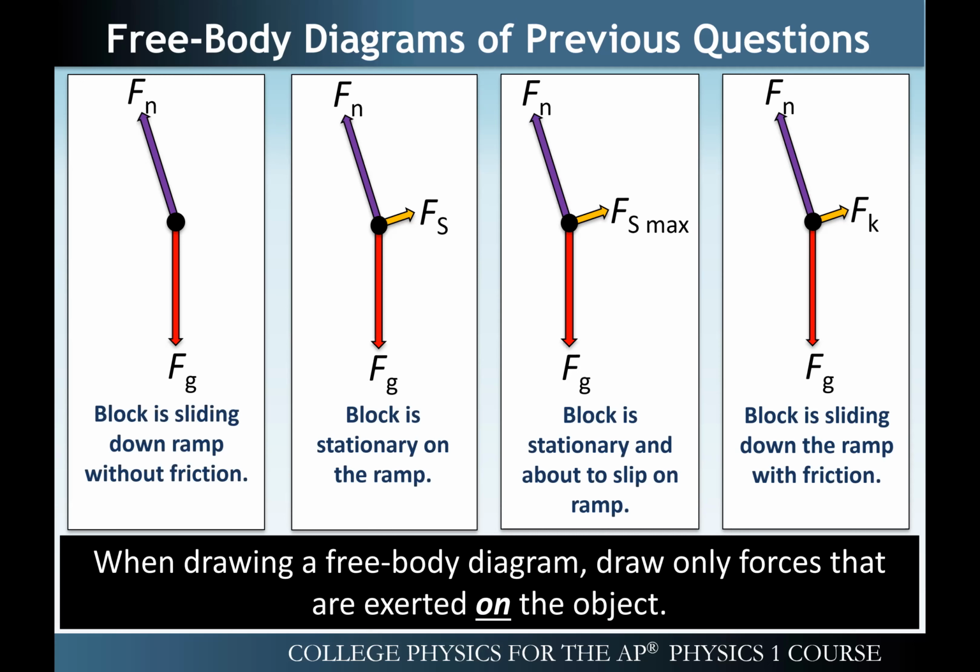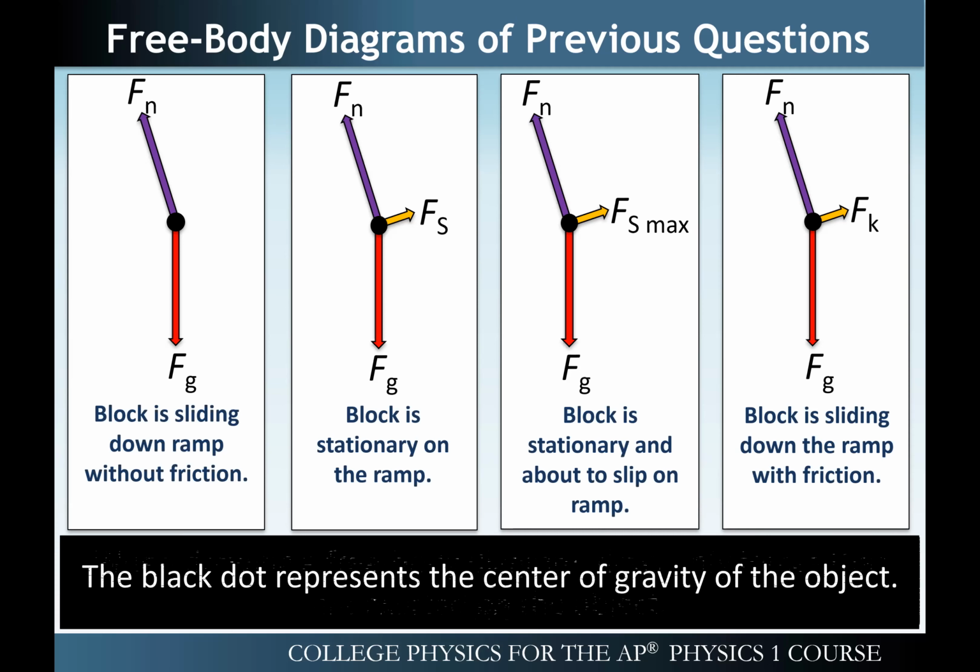You just want to focus on what are the forces acting on this object, not any forces that this object is exerting on other things, okay? It's always from the perspective of the object, what forces are acting on the object. That's what you draw. The black dot is the center of gravity for whatever object we're referring to. And we're going to learn more about that phrase, center of gravity, next semester, right after Christmas break, actually. So we'll focus on that then.